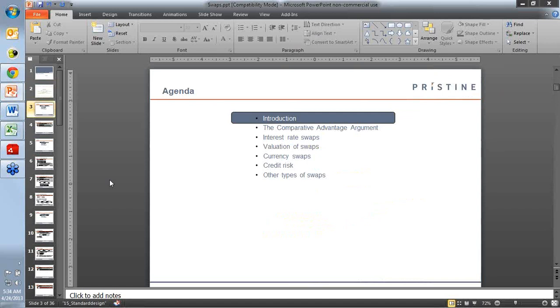So this will be our agenda for today. We'll first look at what swaps basically are. Next, we'll look at the comparative advantage argument. Then we'll look at interest rate swaps, then the valuation of interest rate swaps, currency swaps, valuation of currency swaps, then the type of credit risk that is prevalent in these cases, and other types of swaps which are in use.